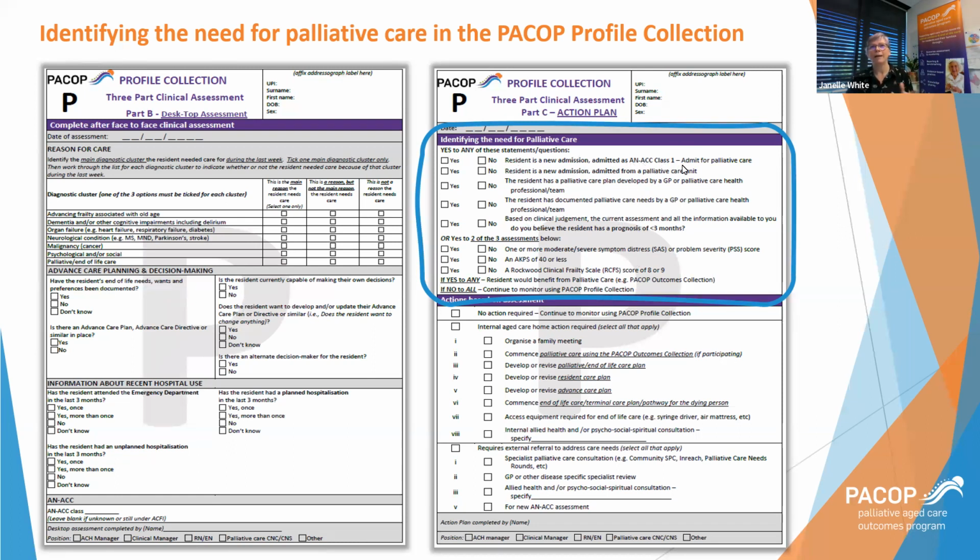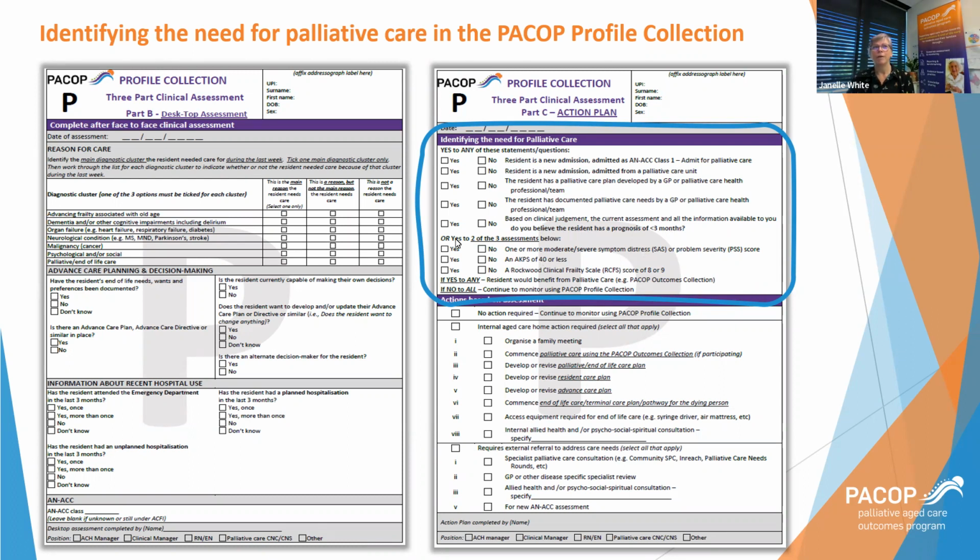So there's questions about ANAC Class 1, and that's for a new admission into aged care. ANAC is a type of the new funding model that's coming in October. You know, has the resident been admitted from a palliative care unit? Is there a palliative care plan developed? These questions seem quite obvious, but they're not obvious to everyone. But there's also acknowledgement of the clinical judgment of the person doing the assessment. And also, do you believe the resident has a prognosis of less than 3 months? Now that also matches with the ANAC assessment coming up as well, as does the AKPS results.